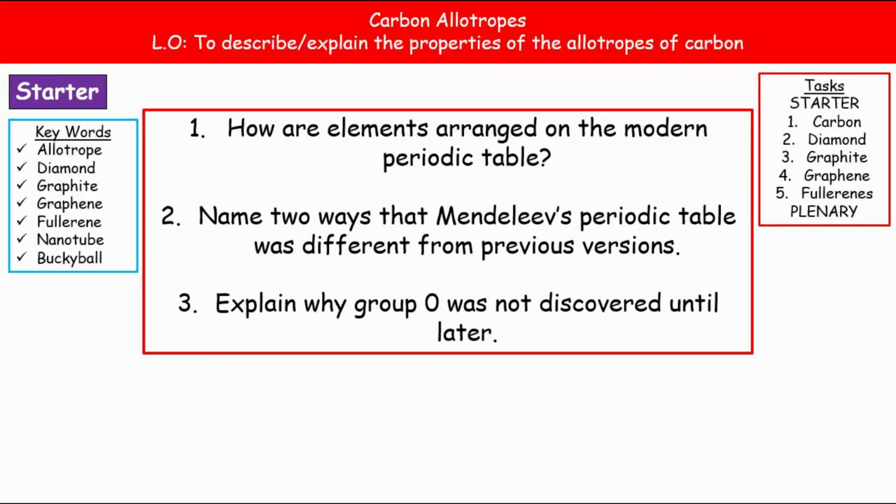What we're going to be doing in today's chemistry lesson is having a look at carbon allotropes. So hopefully by the end of this lesson you're going to be able to describe what on earth we mean by the phrase carbon allotropes first of all, and then also explain the different properties that they have.